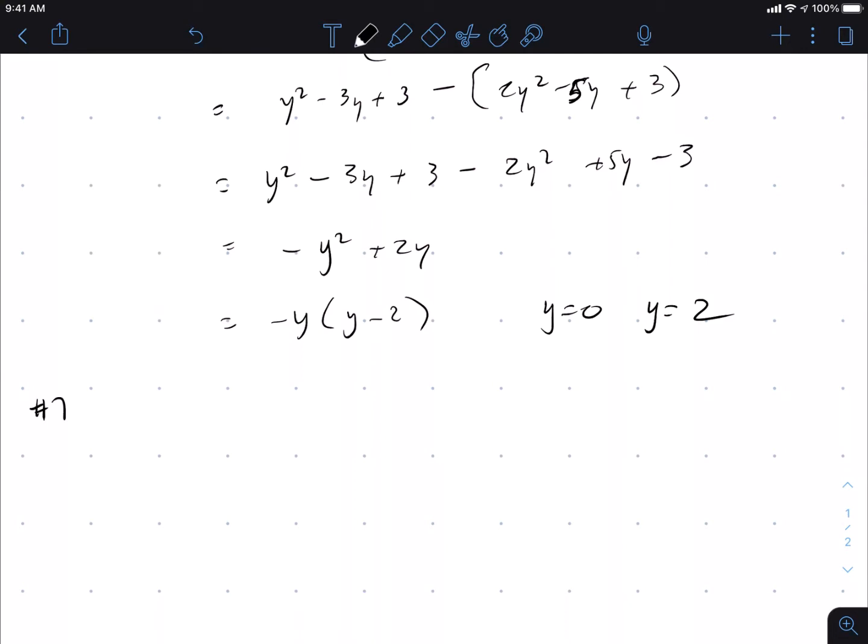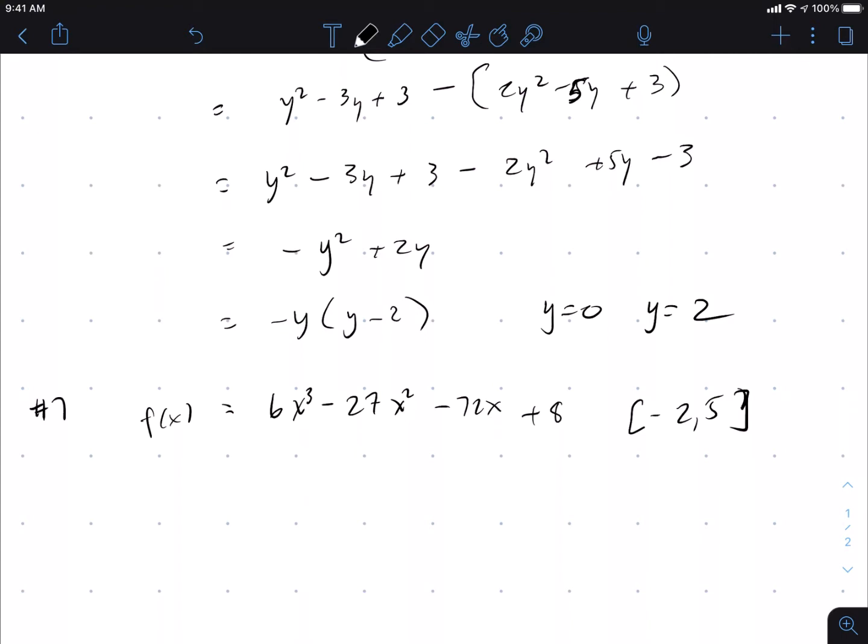And number 7. So let me do number 7. Okay, number 7. Okay, so it's asking for the absolute max and min of a closed interval. And so our function is f of x equals x cubed minus 27x squared minus 72x plus 8 in this closed interval from 2 to 5.